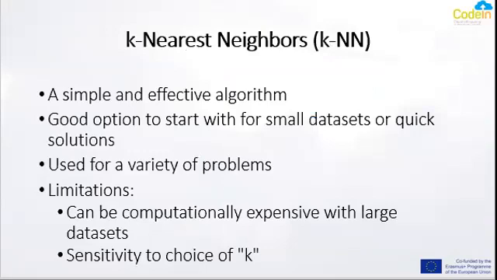K-nearest neighbors, KNN, is a simple machine learning algorithm that is used for classification and regression problems. In KNN, a new data point is assigned a class or a value based on its K nearest neighbors in the training dataset. KNN is a simple and effective algorithm that can be used for a variety of problems, but it does have some limitations.